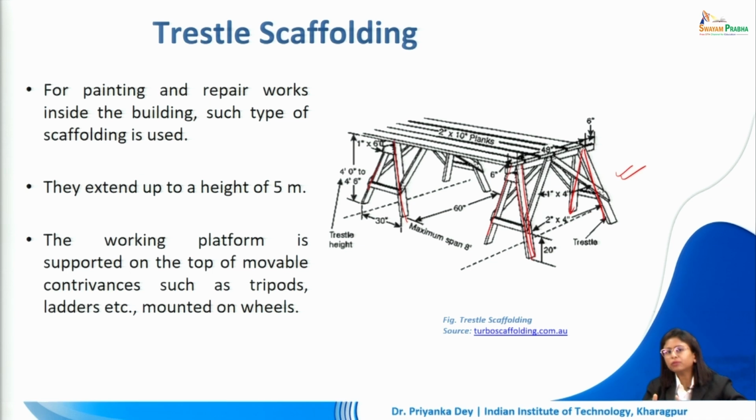So trestle scaffolding is more of an internal within the house usage, whereas suspended scaffolding, for example, which we just learned, is more of an external suspended work. So definitely we will not see a suspended scaffolding inside the house. Now the working platform is supported on the top of movable contrivances. They can be tripods, ladders, etc., and the entire scaffolding can also be mounted on wheels.